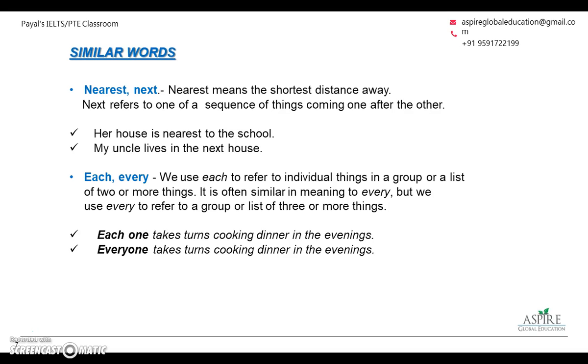So I cannot interchange. I cannot say my house is next to the school. It can be used if we are using it with respect to number, but if you want to use this word with respect to distance, then you have to stick to the word nearest.